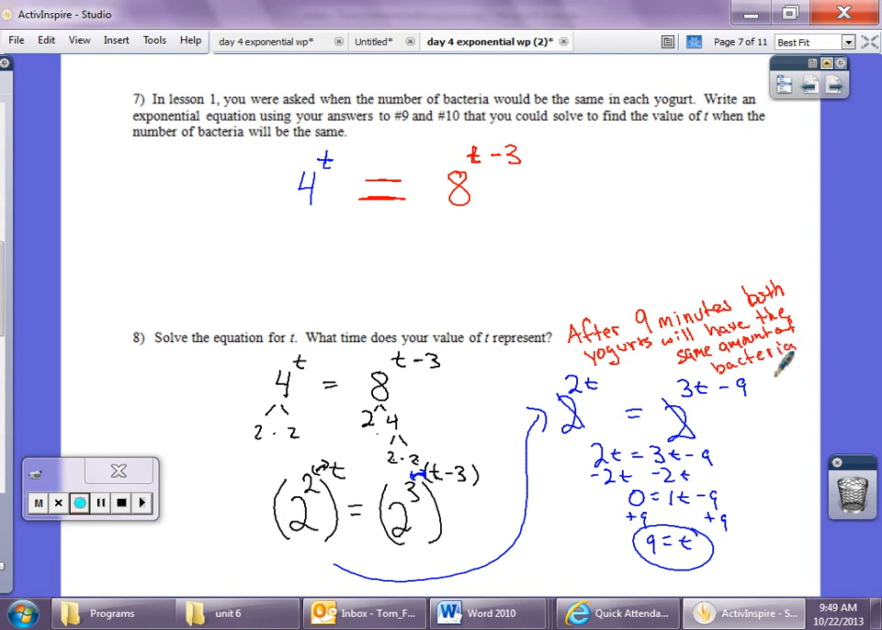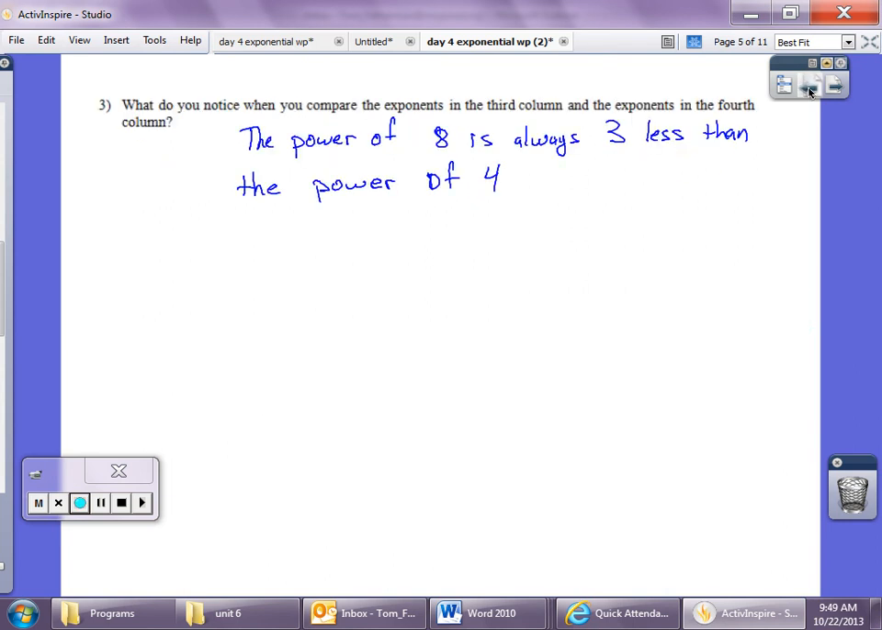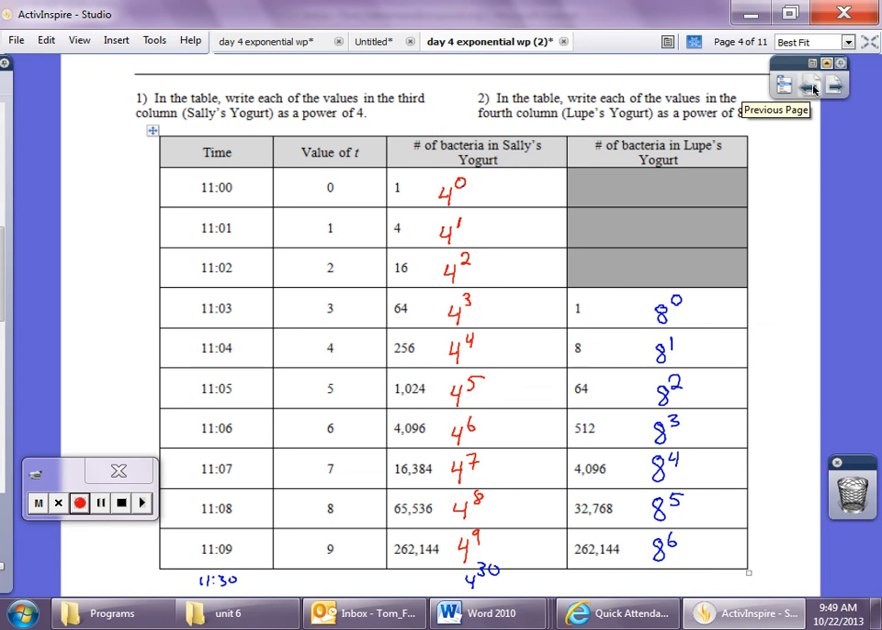And now we can actually even check this. We got t is equal to 9. If we look back to our beginning chart here, at 11:09 the values are the exact same right here. So we used an equation to solve this, or we wrote out the entire chart to figure out when they are the same. And what we're going to start getting into is actually writing these equations out. We're going to be setting up our exponential equations.